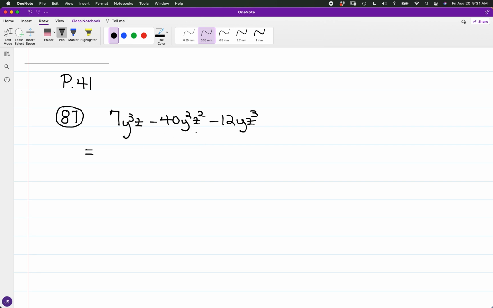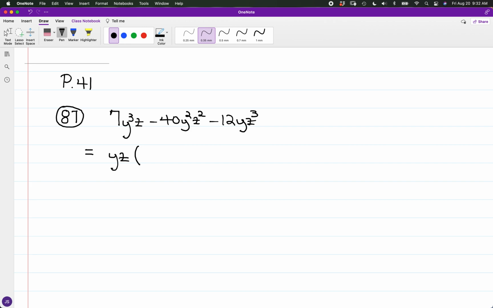And if you notice among the terms, while 1 is the highest number that will go into the coefficients 7, negative 40, and negative 12, all of these terms do share at least y and z terms of various degrees. For y, we at least have y to the first. Likewise for z, we have from the first term a first order factor in z. So the greatest common factor that can be taken completely out of this whole trinomial is going to be yz.